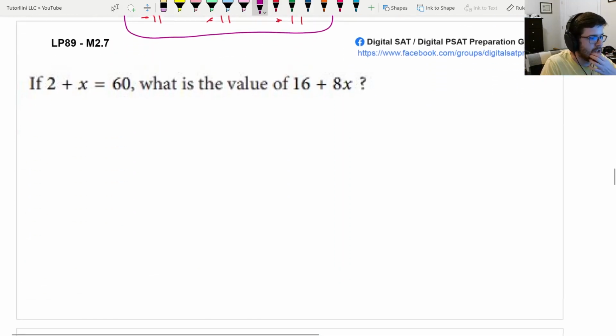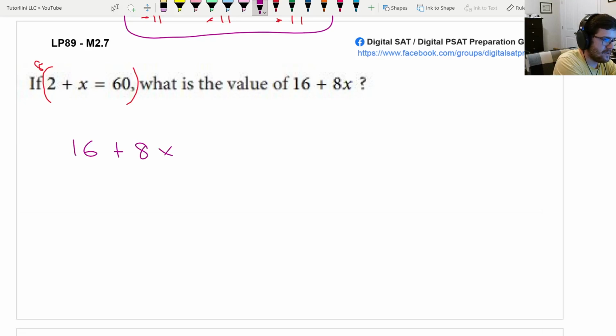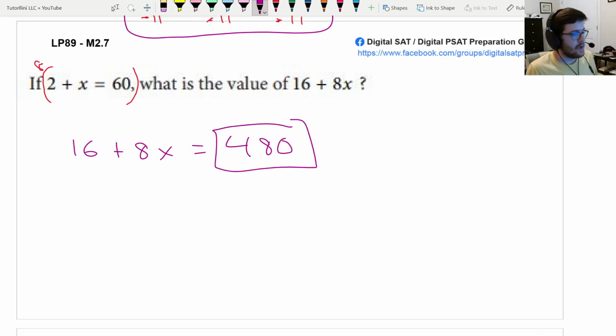Okay, so you could solve for x. But you could also just notice that this expression that they want is this one times 8. 2 times 8 gives me 16. So I'm just going to multiply this whole thing by 8. And I get 16 plus 8x equals 8 times 60 is 480. And that is it.